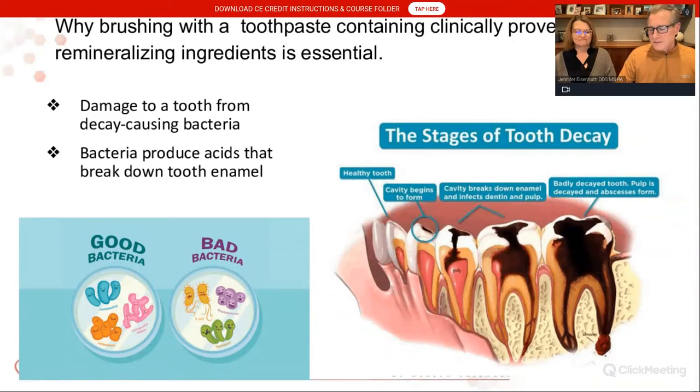So I'm going to go into the studies a little bit, and we're going to talk about how nano hydroxyapatite actually works in the mouth, how it works with the teeth. But before I do, I want to do a quick review of fluoride.